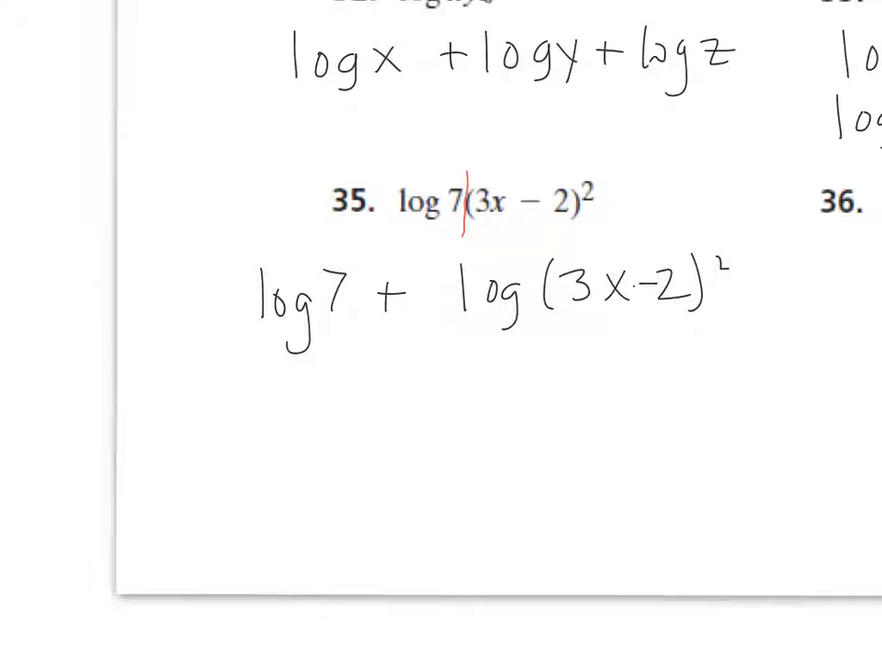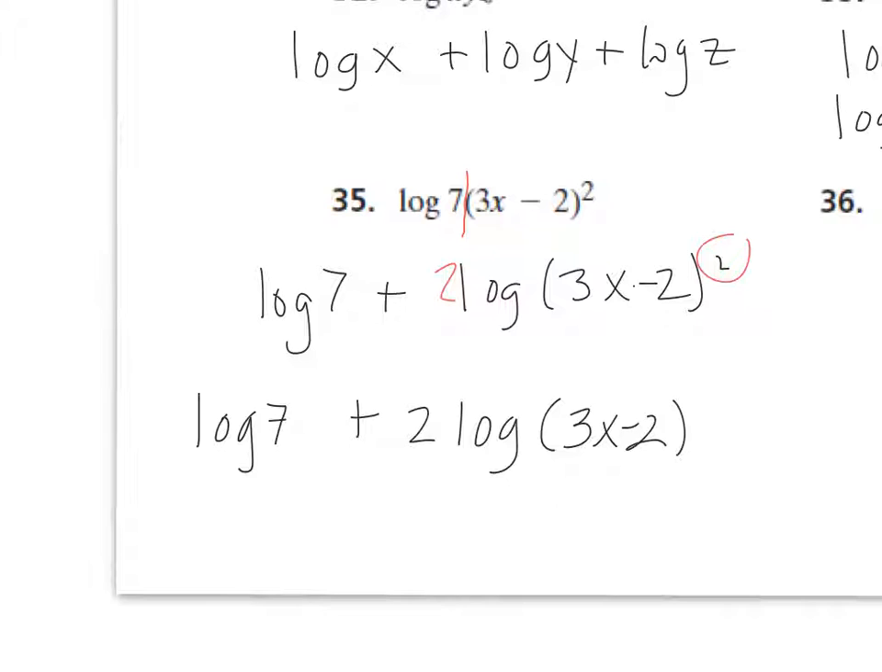So now this little exponent right here only goes out in front of this part. So I'm going to rewrite it as log 7 plus 2 log the quantity 3x minus 2. And we can't do anything else down here because this is subtracting two quantities. It's not multiplying. If it's multiplying, we could split it up further, but it's subtracting, so we don't have a property that's subtracting. So this is the answer right here.